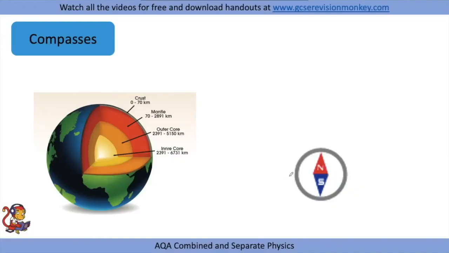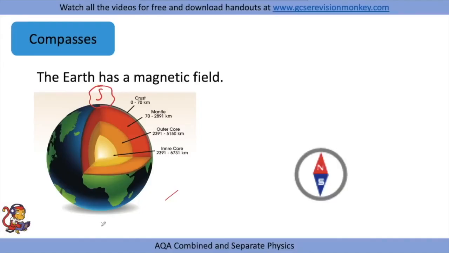Looking at compasses, because they involve magnetism as well, the Earth itself has a magnetic field, and actually at the North Pole, that is where there is magnetic south, and at the South Pole, that's where there is magnetic north.